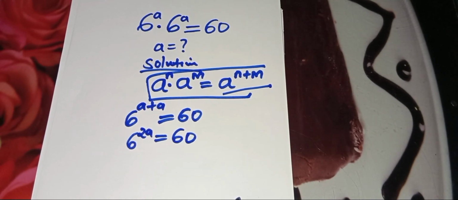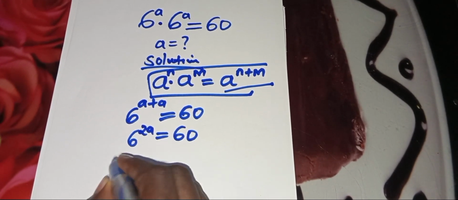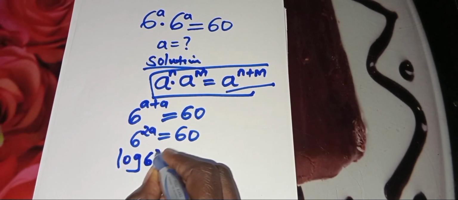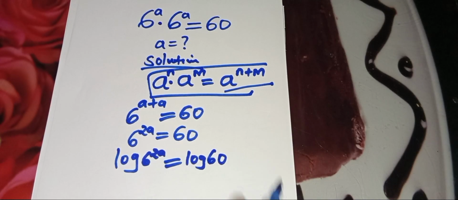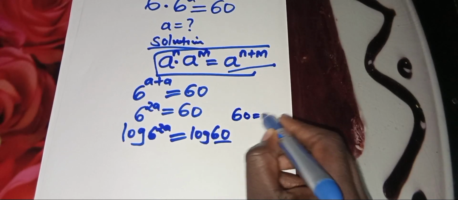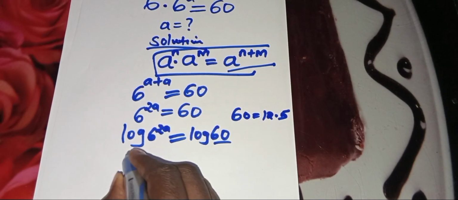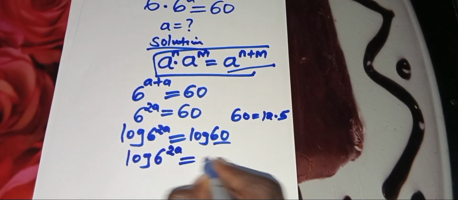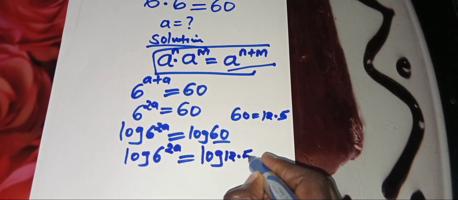Okay, and from this particular point we introduce the natural logarithm to solve for the value of a, so that we're going to have log 6 raised to power 2a. This is equal to log 60. Now 60 can be expressed as 12 multiplying by 5. So we can substitute this so that we're going to have log 6 raised to power 2a is equal to log 12 multiplied by 5.